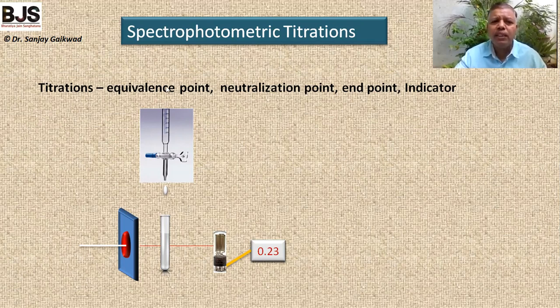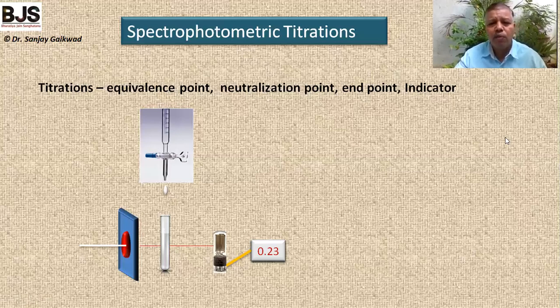By using a simple titration, we cannot find the equivalence point easily, because the indicator changes its color at the end point, but we are not observing exactly the equivalence point. We can find the neutralization point, we can find the end point, but the equivalence point we cannot find easily. In some cases the equivalence point and neutralization point are the same, but the end point is different. In simple volumetric titration we observe the end point after the titration, and therefore we cannot find exactly the equivalence point. But by using instrumental methods like spectrophotometric titration, we can find exactly the equivalence point of the titration.